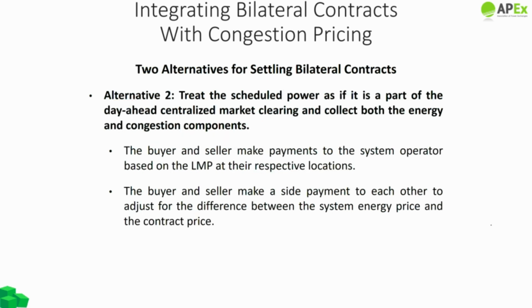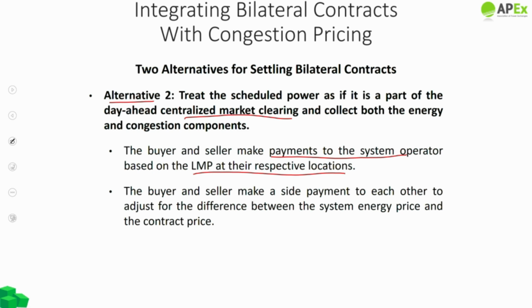The second alternative in setting bilateral contracts within the context of a nodal pricing system involves treating the scheduled power as an integral part of the day-ahead centralized market clearing. Here is a comprehensive overview of this alternative. Scheduled power from bilateral contracts is assimilated into the day-ahead centralized market clearing. This integration aligns the bilateral contracts with the broader market dynamics. Both the buyers and the seller initiate payments to the system operator based on the locational marginal prices at their respective locations. This aligns with the nodal pricing system where the geographical location influences the electricity prices.